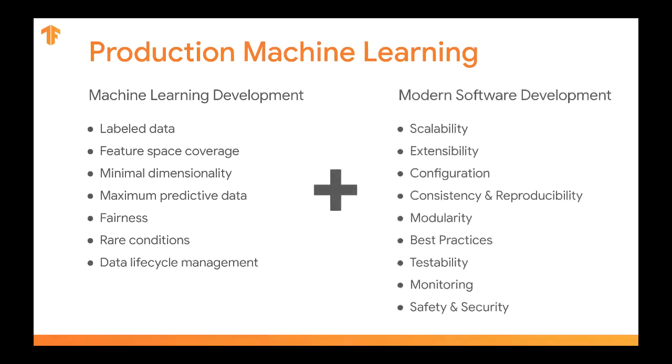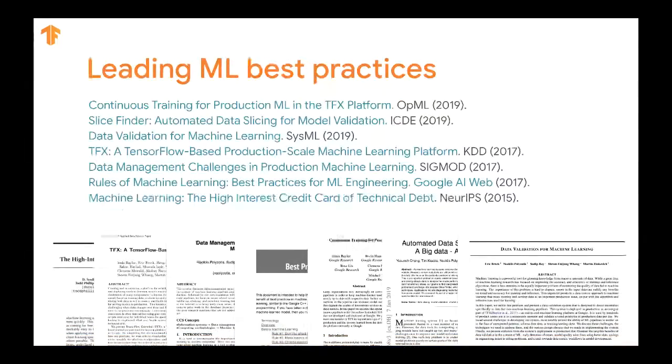But along with that, we have all the normal challenges that we have with any production software deployment. So things like scalability, modularity, testability, and safety and security. Google has done a lot of work and research in this area and published a lot of papers over the years. Here's a good selection. Certainly would be a great selection to get you started. I encourage you to look at these, and there are other papers out there as well.